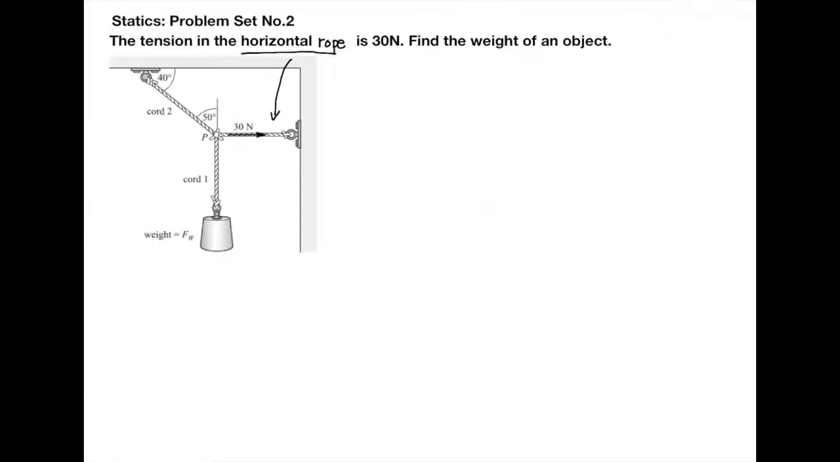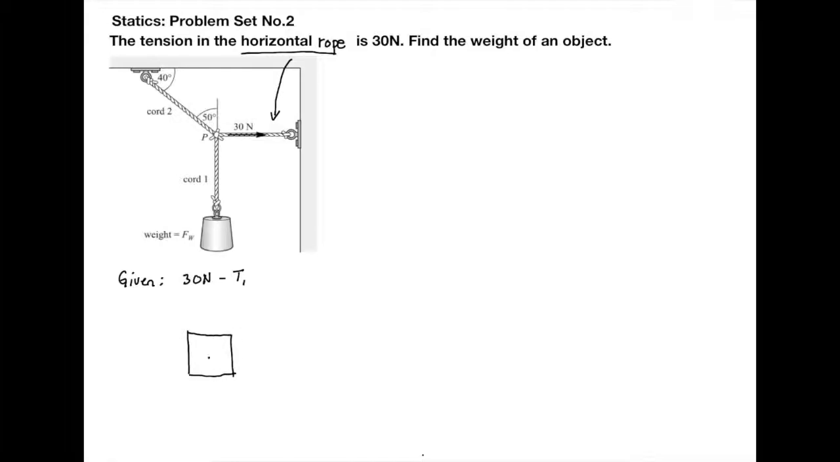Now let's do our problem set number 2. The tension in the horizontal rope is 30 Newton. Find the weight of an object. So we have to draw the given 30 Newton, which is the tension of the rope. So we're going to label it as T1. Now we have to draw our free body diagram.